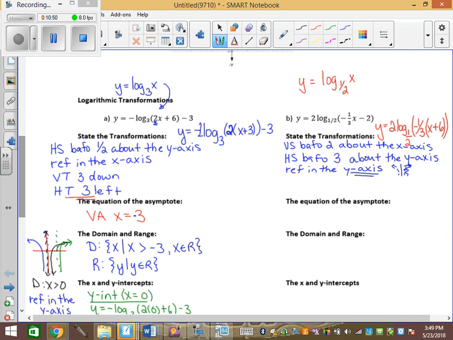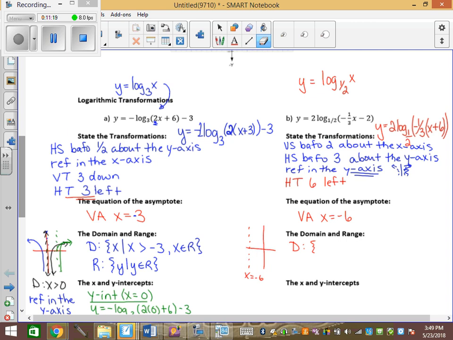I have a horizontal translation 6 left, because it's always the opposite. So I have a vertical asymptote at x equals negative 6, because my asymptote was at 0. It's now moved off the y-axis 6 to the left, so it's going to be at x equals negative 6. Because of that reflection in the y-axis, the entire graph will go the other direction. It'll be like this. So we're going to have x such that x is less than negative 6, x in the reals, and my range is still the reals.